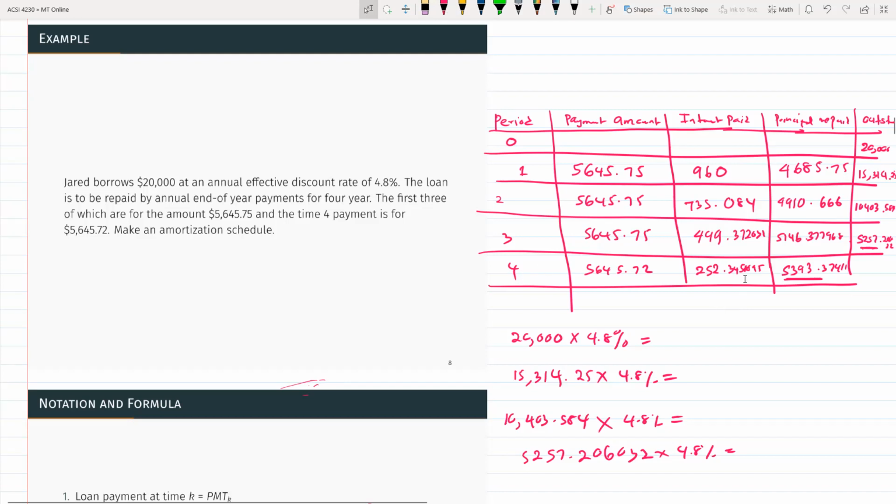Oh, by the way, I didn't notice the discount rate. So actually, you cannot multiply by 4.8. You have to convert it to a rate. So redo the problem, because this is a discount, not the interest rate. So that's why actually it's not exactly matching. So convert this to interest first.